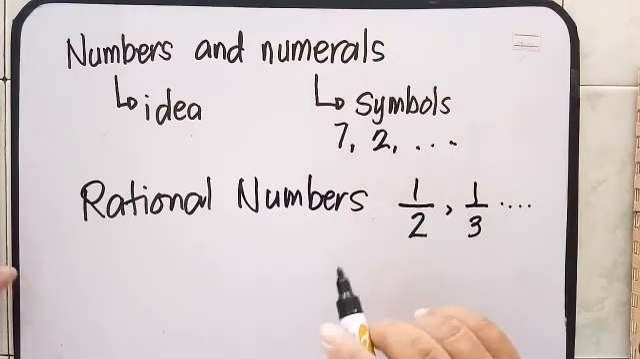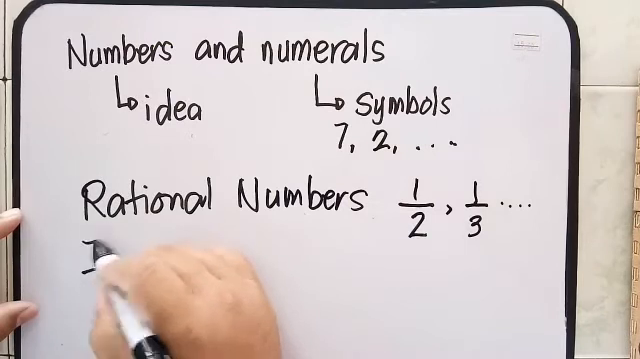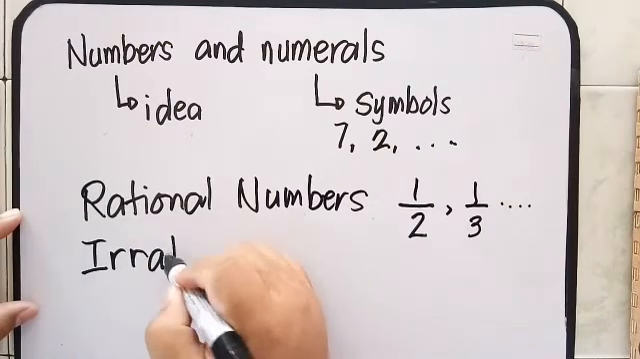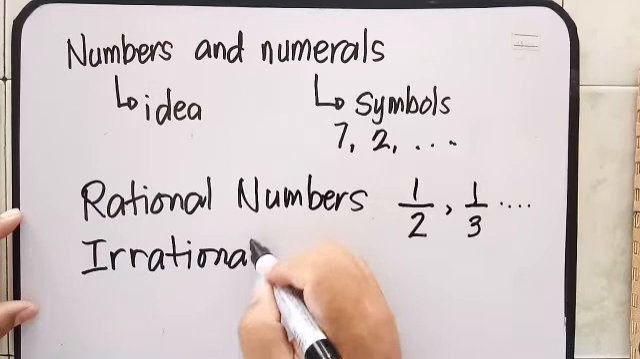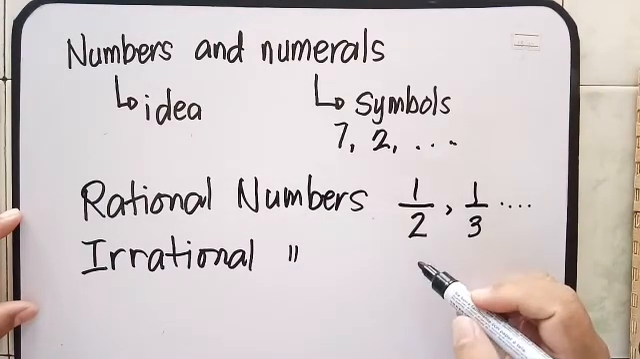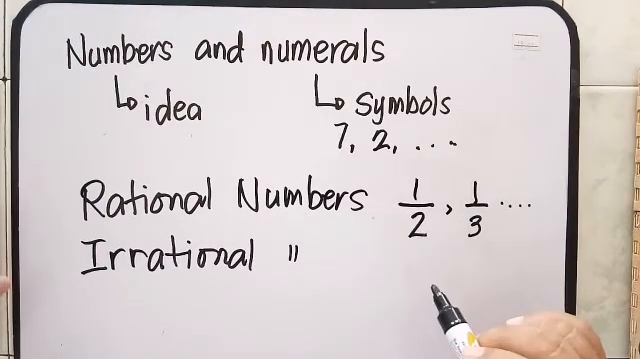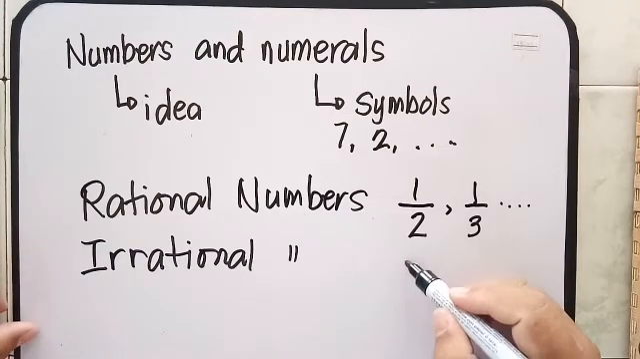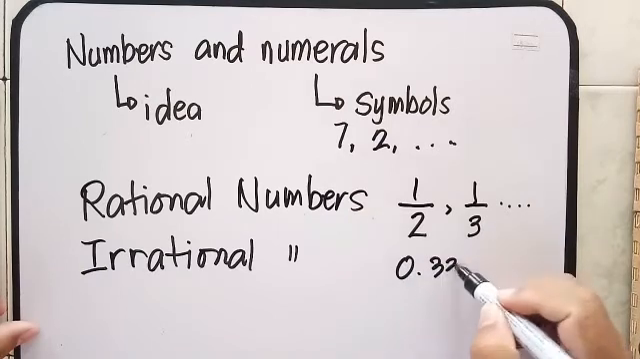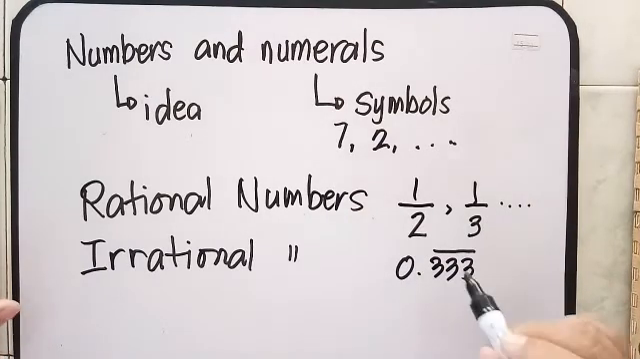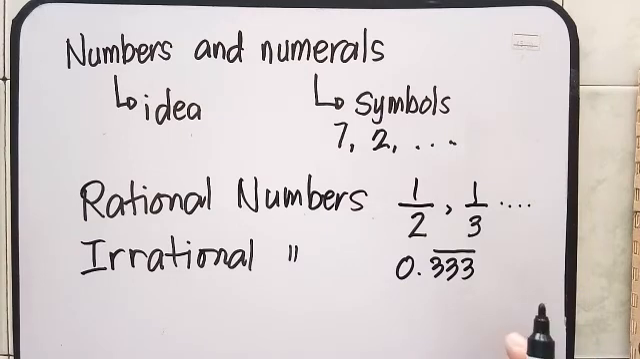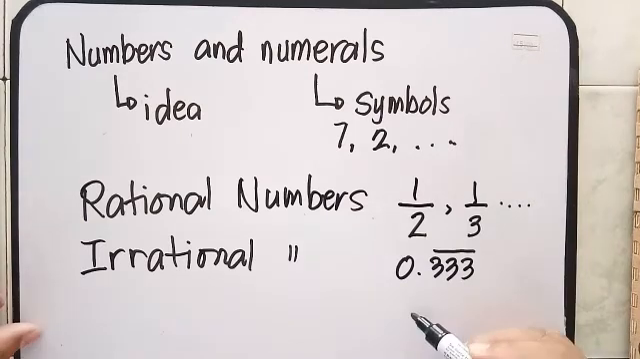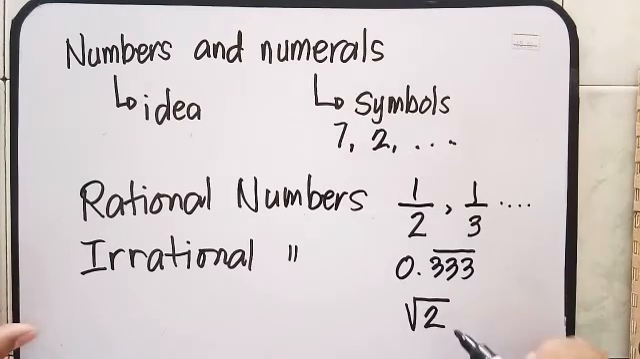Now, what about irrational numbers? Irrational numbers are numbers that cannot be expressed as a ratio of two numbers. These are decimals that are non-terminating, like for example 0.333. No matter how far you go, it will not end because these are non-terminating. Another one is the square root of 2. These are what we call irrational numbers, wherein the square root of 2 cannot be expressed as a ratio of two numbers.